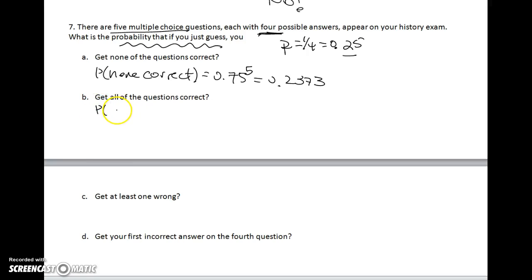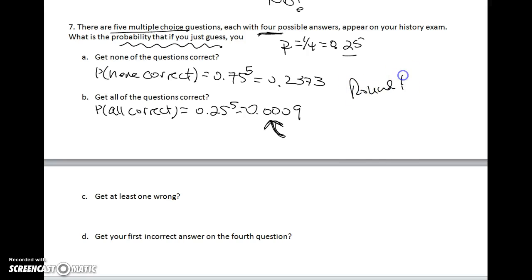All right, so then what's the probability that you get all of them correct? Well, in this case, that would mean 0.25 to the 5th. So that would be 0.0009. Now keep in mind that in your calculator, this is giving it to you in scientific notation, so make sure that you can read scientific notation. Also, I would always recommend round to 4 decimal places.